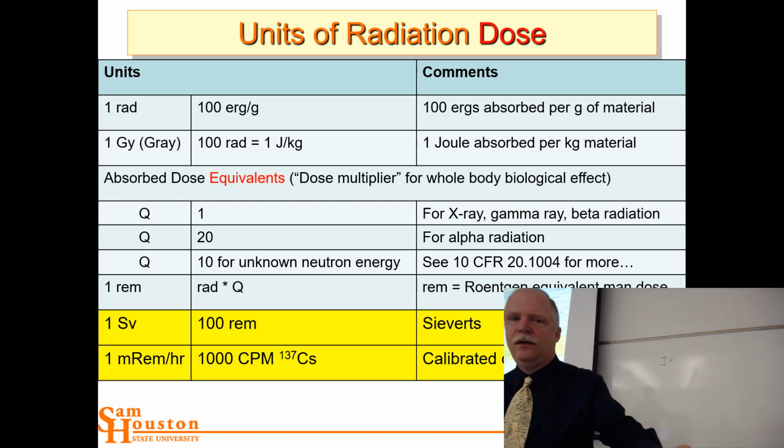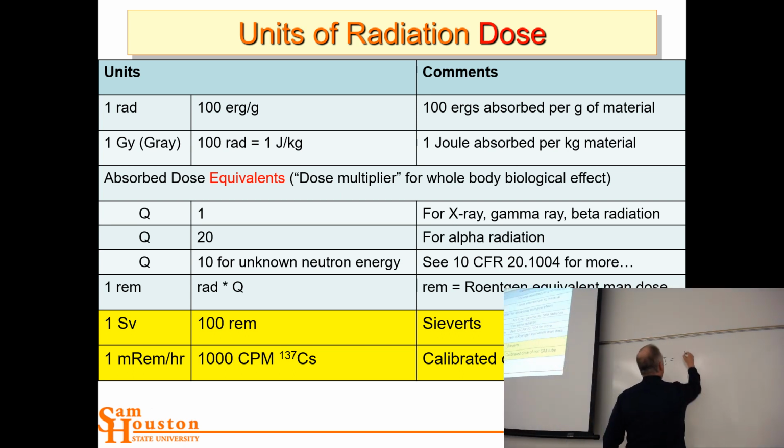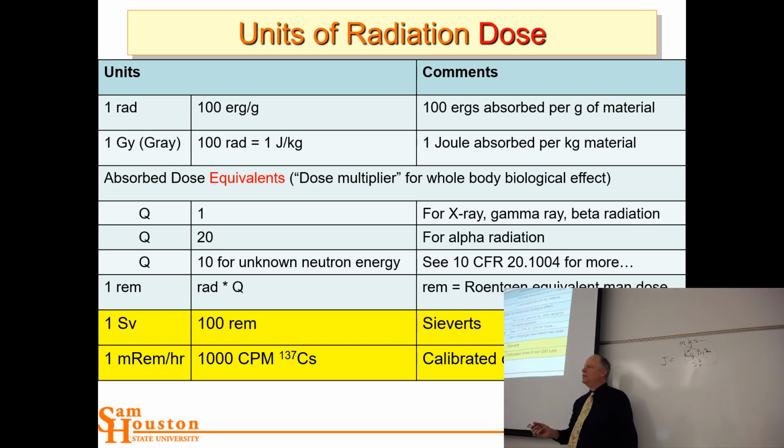Yeah, so let's go up here. So kilogram meter squared per second squared. Okay, and so that's the MKS system. Meters, kilograms, seconds. So MKS system, we use joule.